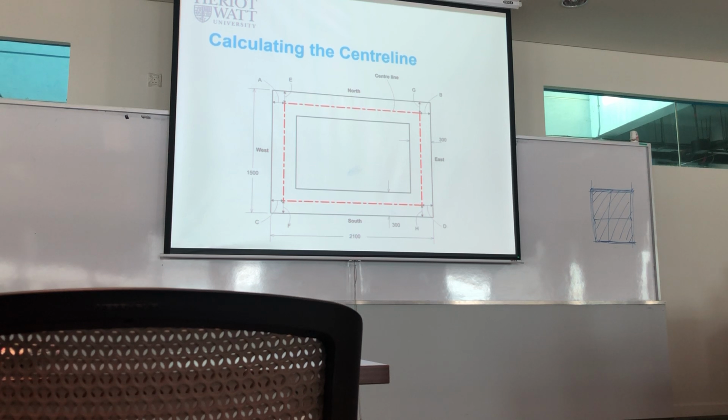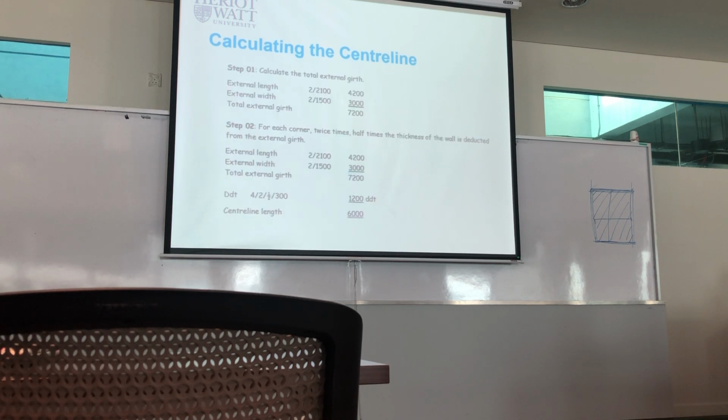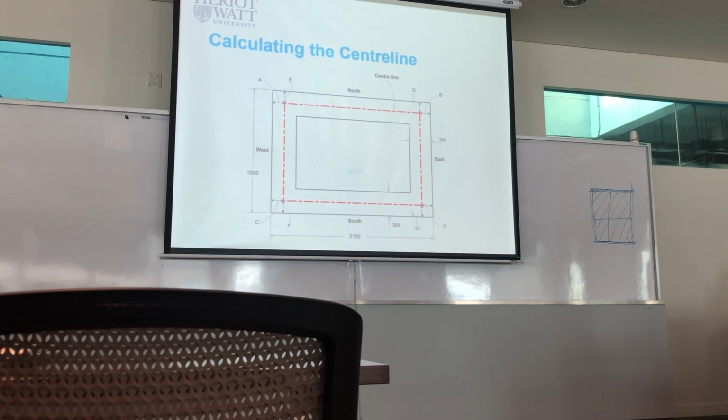Okay? So what do you need to do now to get your answer? Step 2, for each corner, twice times half the thickness of the wall is deducted from the external girth. So what does that mean? From here, okay, this is 300 dimension, right? Look at this indication, 300. So what are you going to do? It is actually half first. We want to know what is this? A, B, C, D. Half of 300.